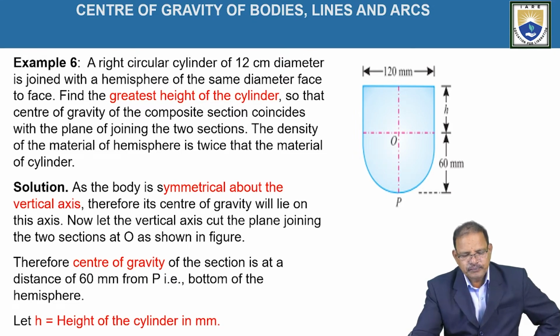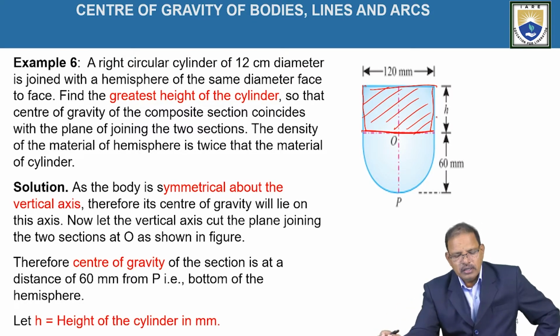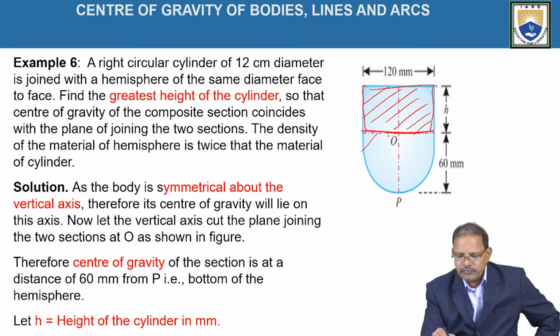And one more figure now. A right circular cylinder of 12 centimeter diameter is joined with a hemisphere of the same diameter, face to face. This is known as a right circular cylinder. The radius is given as 120 mm, that is 12 centimeter, and the height is given as small h. It is given like this. It is joined with the hemisphere of the same diameter, face to face. That is, this is known as a hemisphere now.